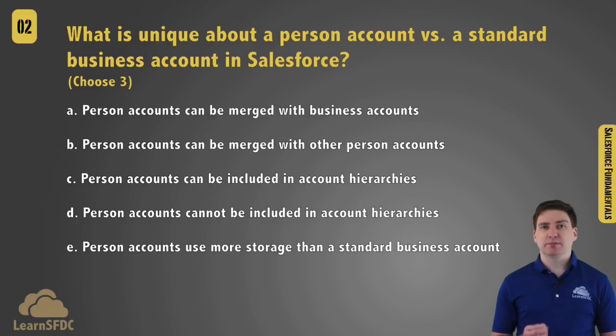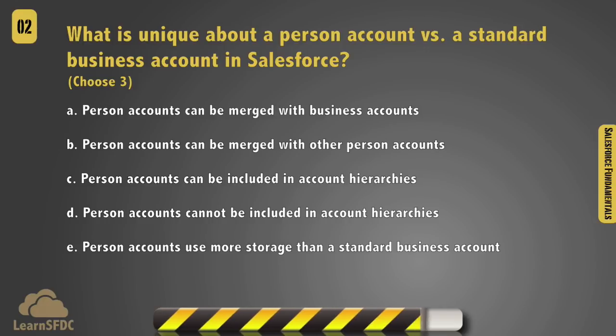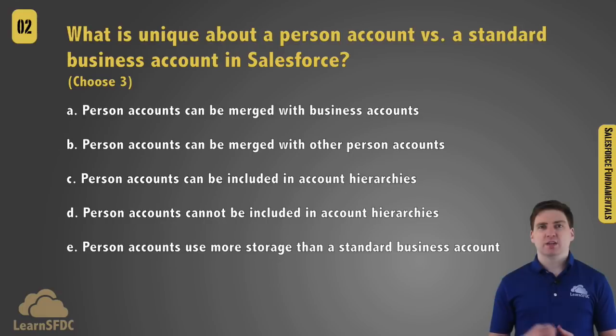A. Person accounts can be merged with business accounts. B. Person accounts can be merged with other person accounts. C. Person accounts can be included in account hierarchies. D. Person accounts cannot be included in account hierarchies. E. Person accounts use more storage than a standard business account. The correct answers are B, D, and E.